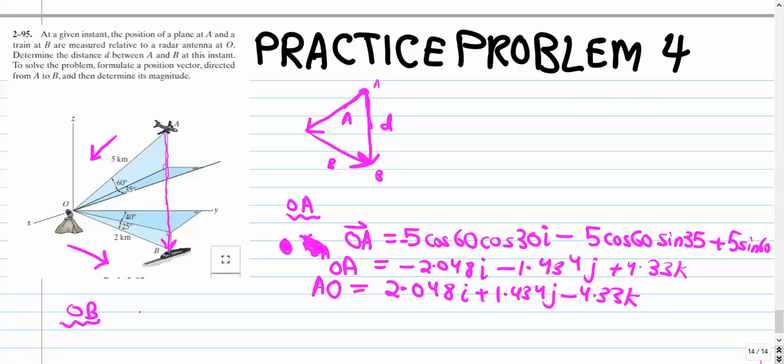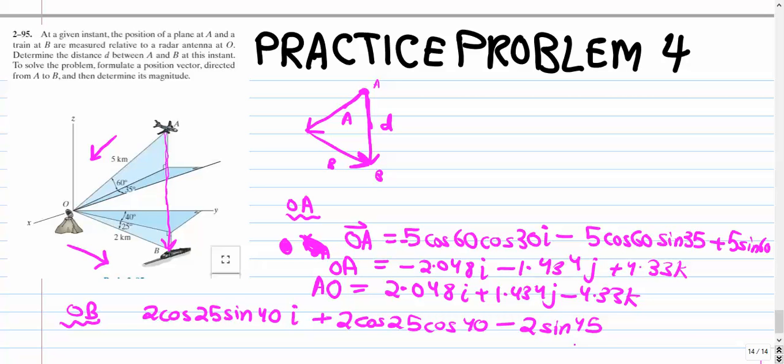For OB, we will also use the angles to find its components along the x, y, and z directions, and those are going to be 2 cos of 25 multiplied by sine of 4 degrees, and this is going to be the i component. Notice that this is directed towards the positive x direction, plus 2 cos of 25 cos of 40, and finally negative 2 sine of 25, since the component along the z-axis is towards the negative z direction.